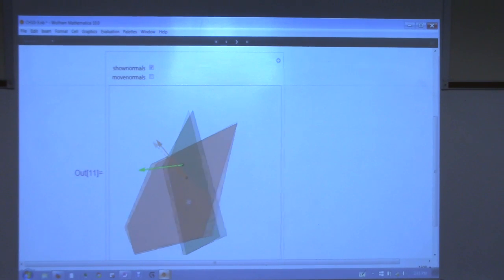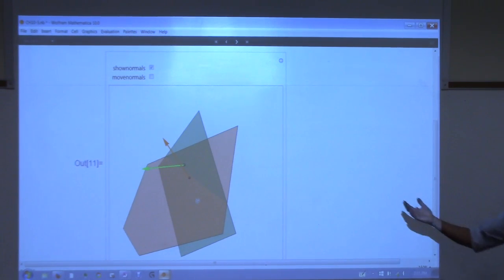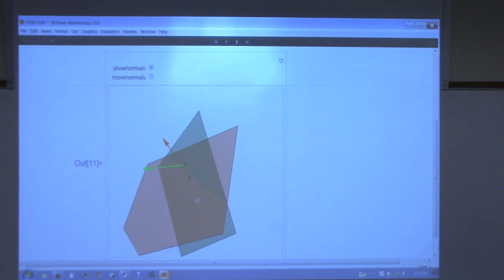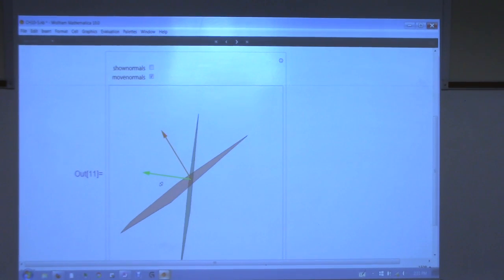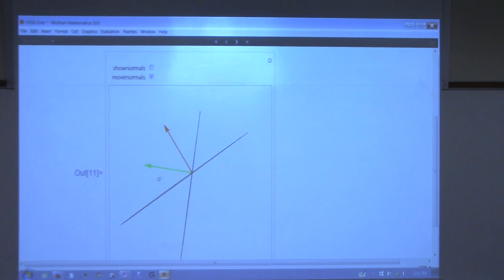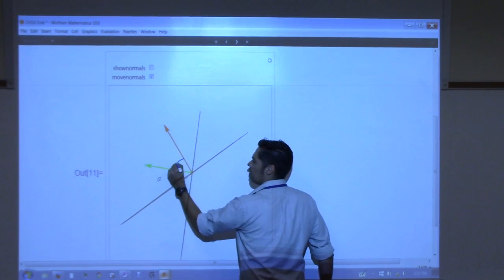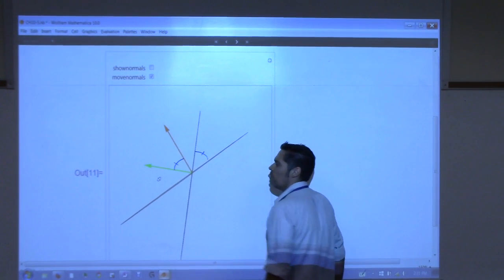Now, normal vectors are just vectors, aren't they? They're just vectors. So I can move them around, can't I? Slide them around as long as I keep them pointing in the same direction. I'm going to move those normal vectors, get the other ones out, and I'm going to orient them like that. Anybody see a similarity here? The angle between the normal vectors is the same as the angle between the planes.